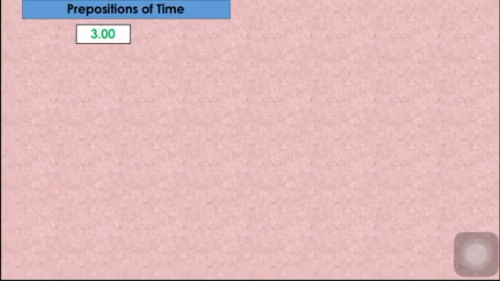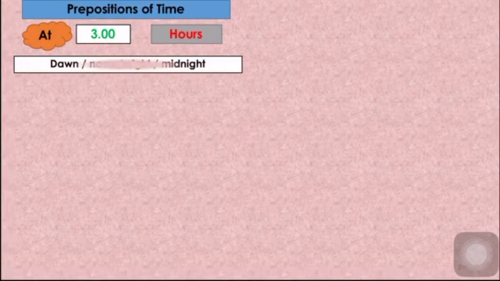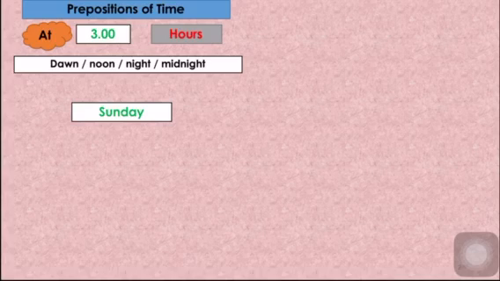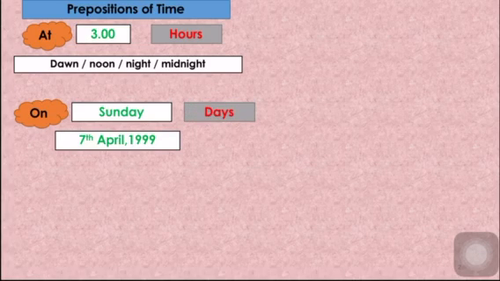the hours. So with hours, we use at. We say at 3 o'clock. Also, we use at for different times of the day, like dawn, noon, night, and midnight. Bigger than the hours is the day, Sunday. And also we have the dates. Actually, the date is a kind of day. So we use on. So on is used before days and dates.